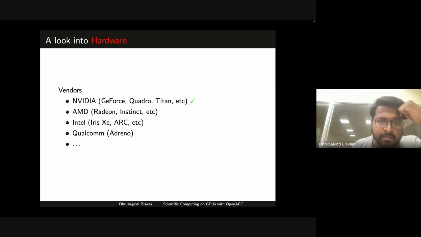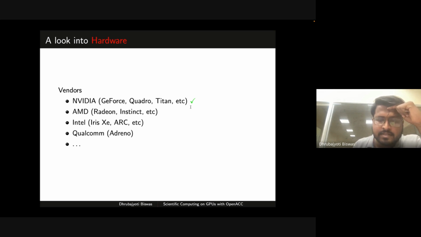Intel also has inbuilt graphics, like most of your laptops might have some Intel inbuilt graphics, and they have recently come out with ARC GPUs, which are discrete GPUs, not inbuilt into your CPU, which can be used for gaming and certain other computations. Phones also have GPUs. For example, all your phones which have Qualcomm CPUs like Snapdragon, they will generally have an Adreno GPU in it. So on and so forth. There are many other vendors, but these are the major players in this space.